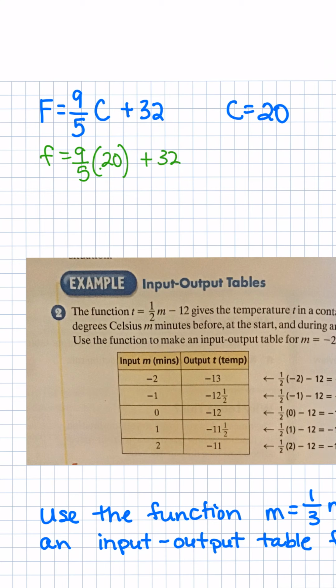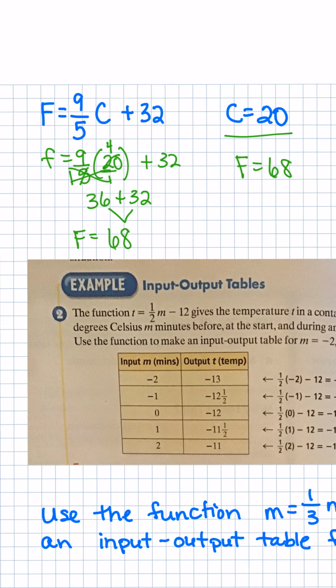So if we combine these, 5 can go into 20 4 times. So 1 down here, 4 up here. So that was just reducing that fraction. Now that we have 1's on the bottom, those can cross out. 9 times 4 is 36 plus 32. Add those together, we have 68. So when the temperature gauge says 20 degrees Celsius, it is actually 68 degrees Fahrenheit.